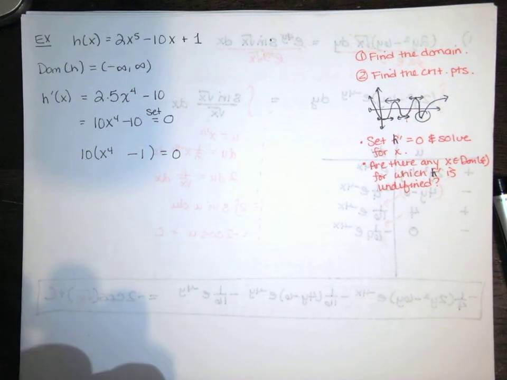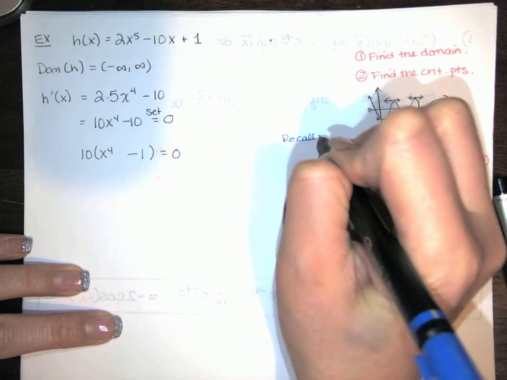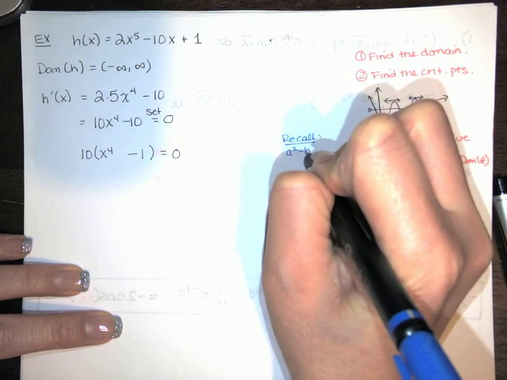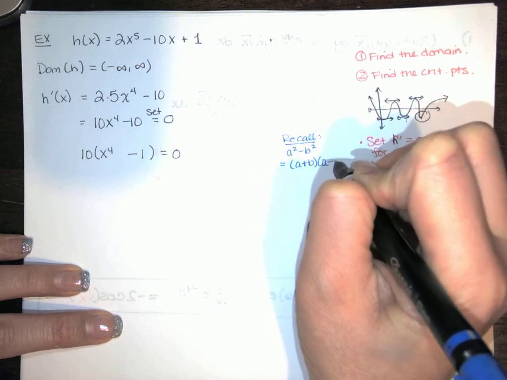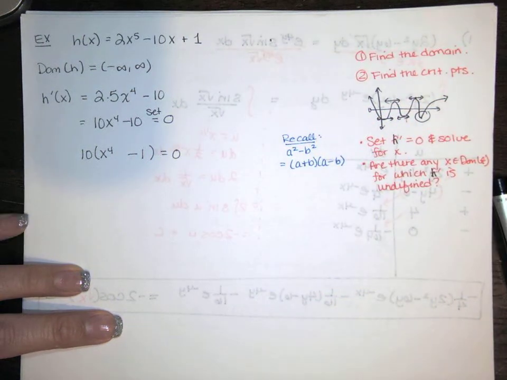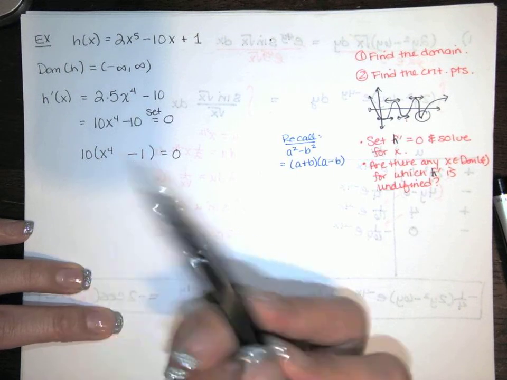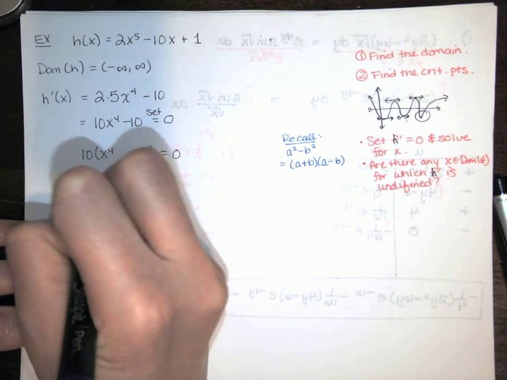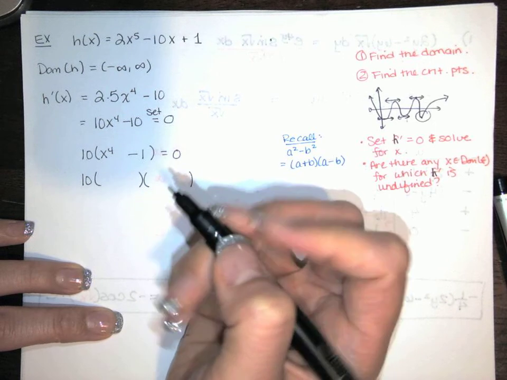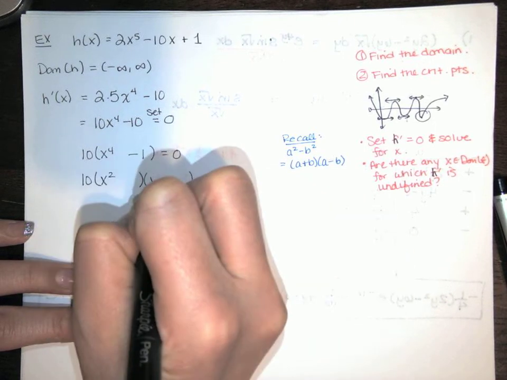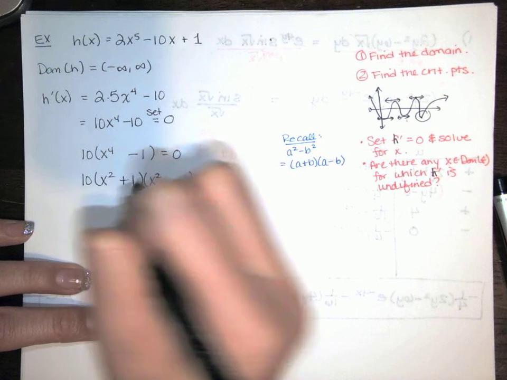Remember this fact. If you're trying to factor a squared minus b squared, it factors this way. It's a minus b times a plus b. I wrote it the other way, but same thing, right? So this is a perfect square, and that 1 is a perfect square. It's 1 squared. So I can factor that further. X to the 4th is x squared squared. So my a is x squared. X squared times x squared gives me x to the 4th. And then b is 1. So I'm adding 1 and I'm subtracting 1.